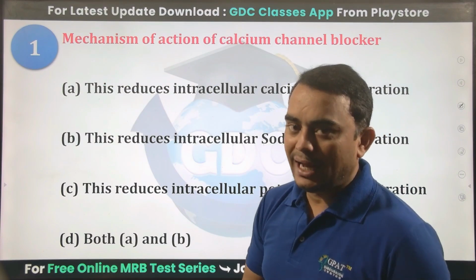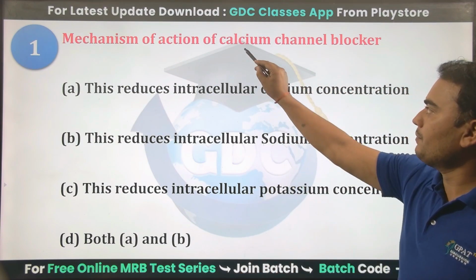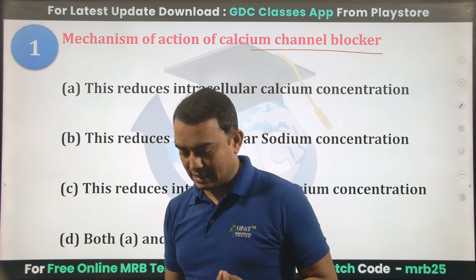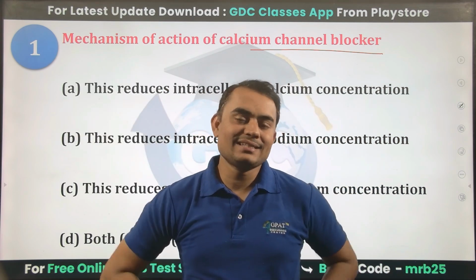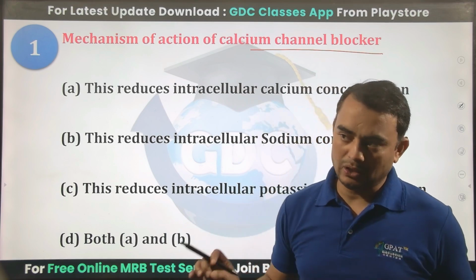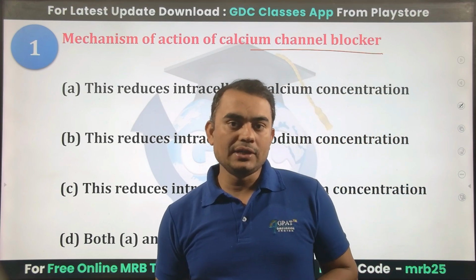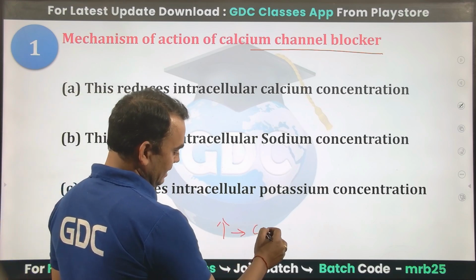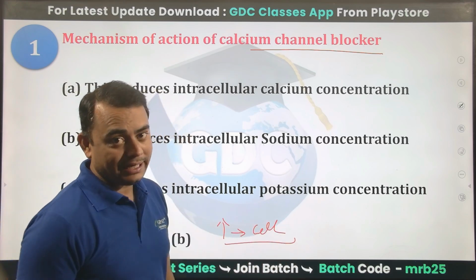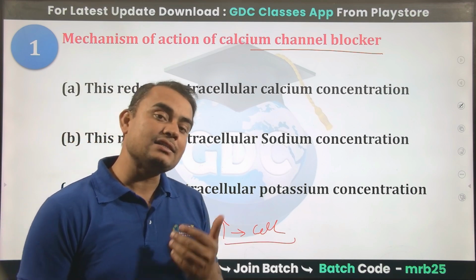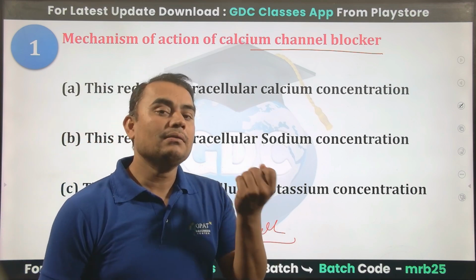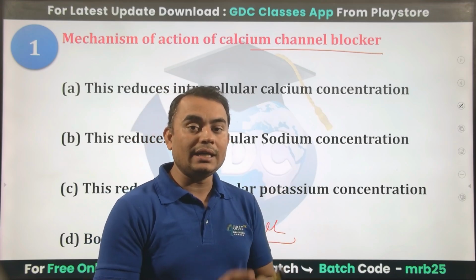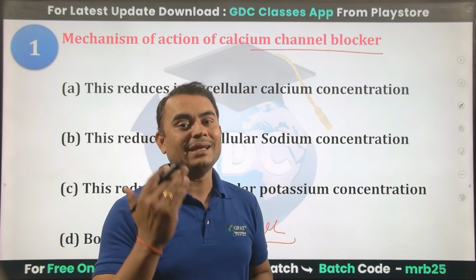So the first question we have today is the mechanism of action of the calcium channel blocker. Calcium channel blocker is a major class. As its name indicates, it is a calcium channel blocker. When there is a high concentration of calcium inside the cell, there will be increased contraction, and that contraction increases the blood pressure, in the arteries as well as in the veins. When we provide the calcium channel blocker, it inhibits the entry of calcium inside the cell.